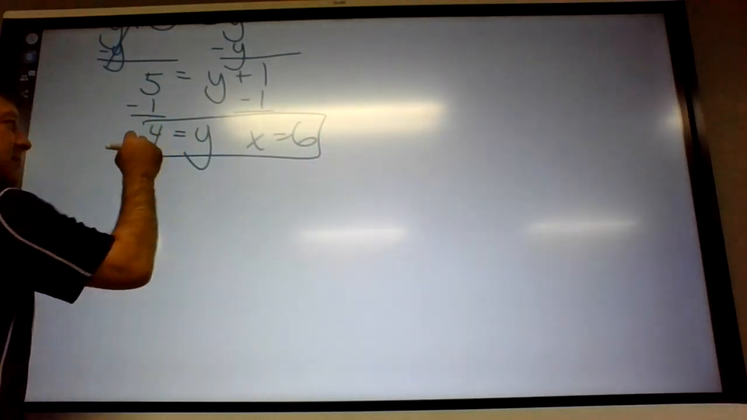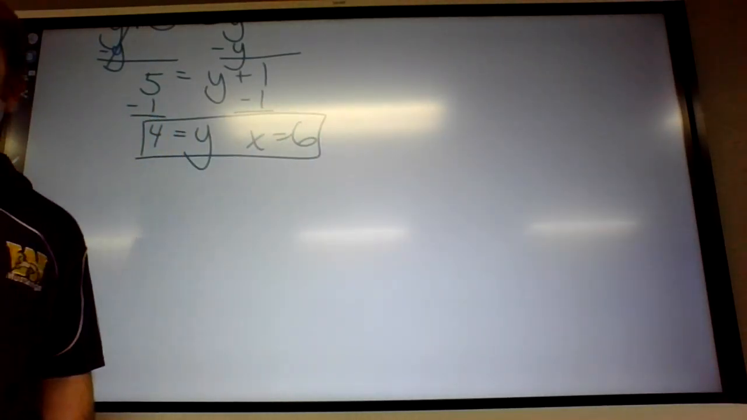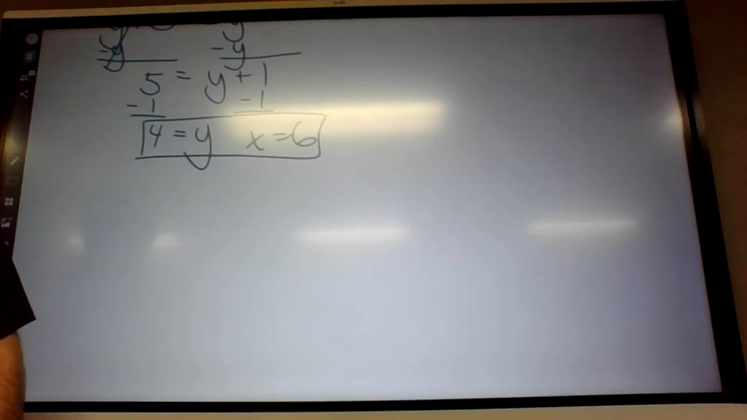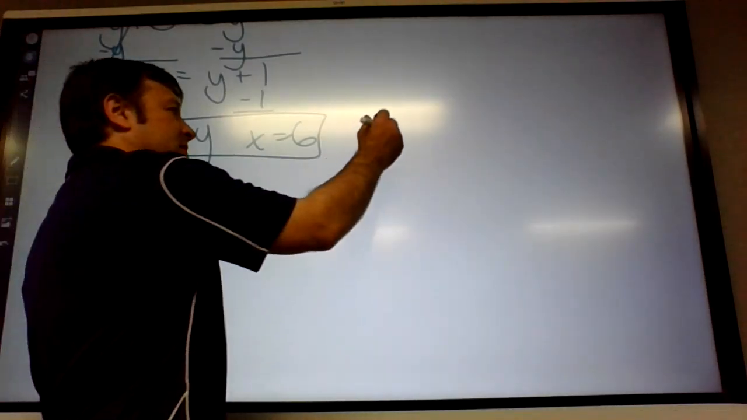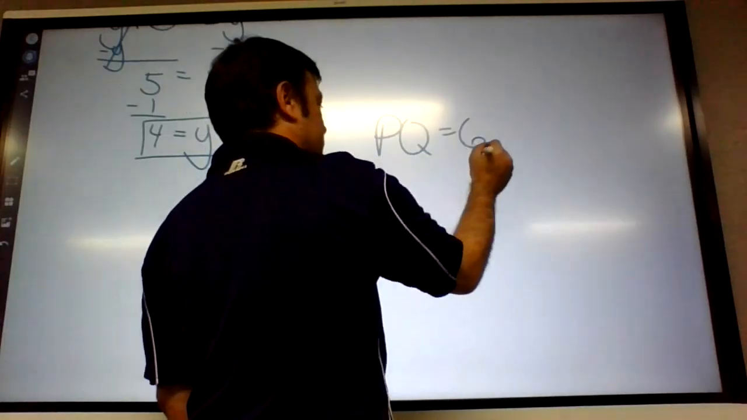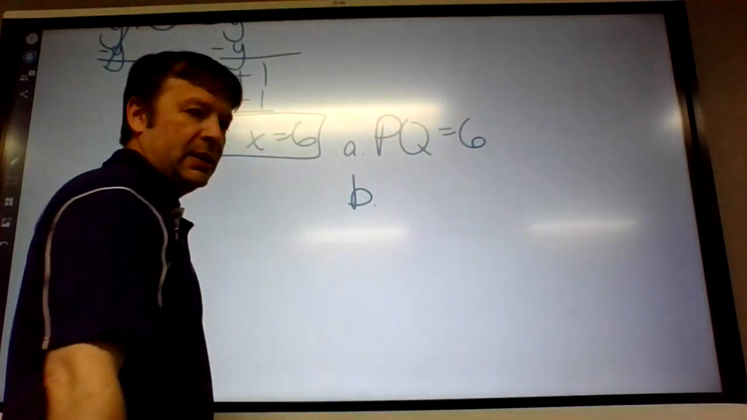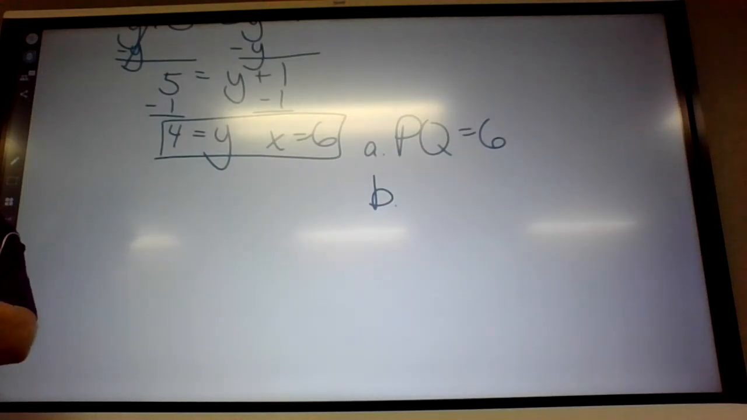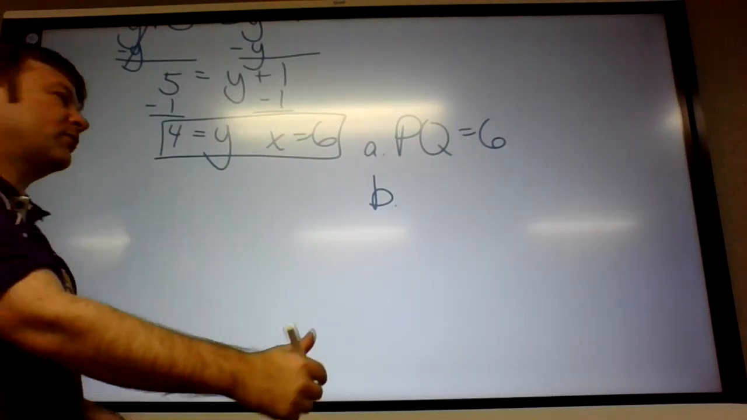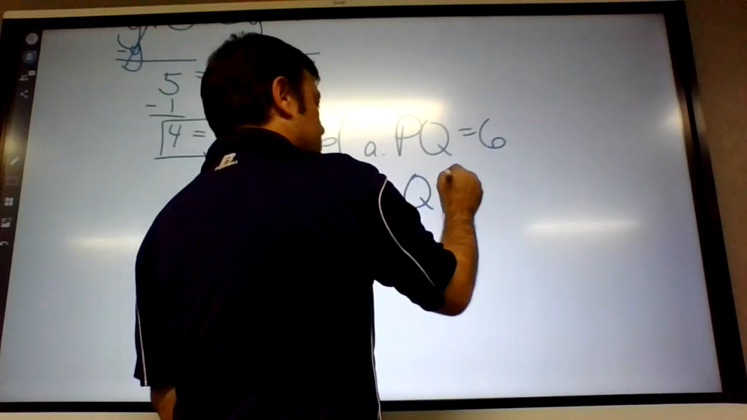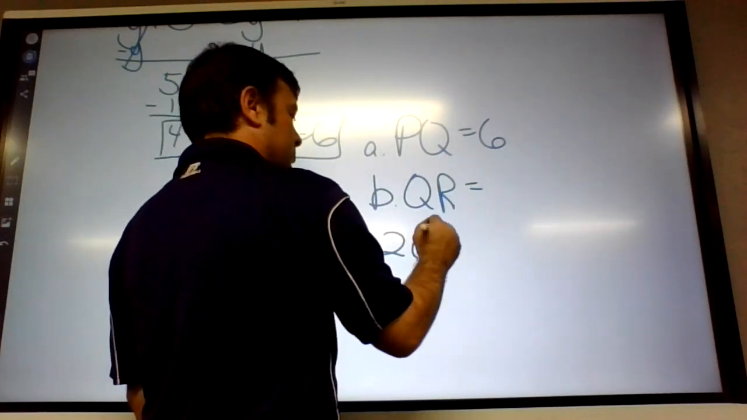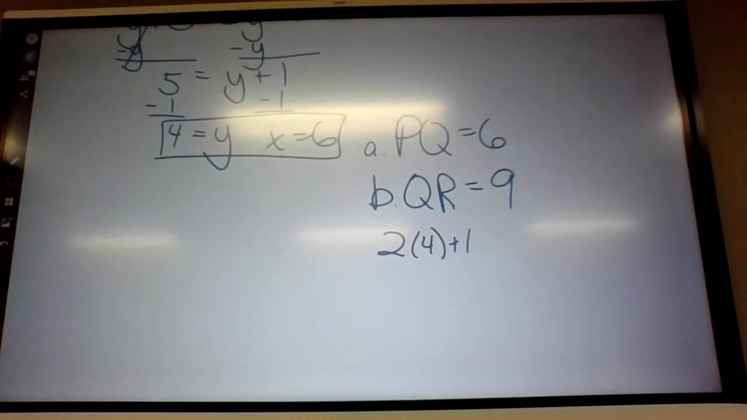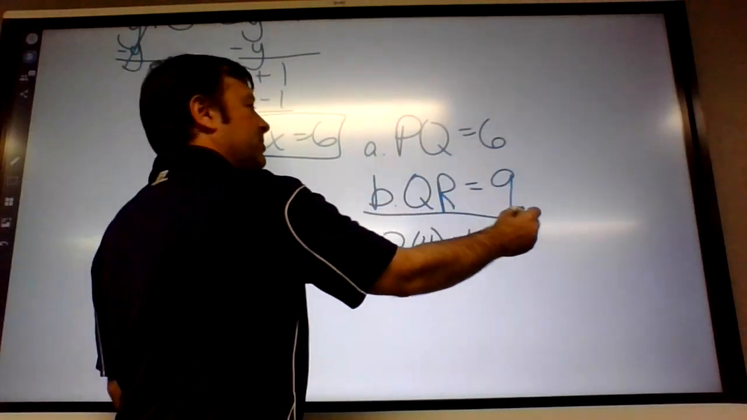Okay, are these the answers? No. Because what they're asking for is PQ, and PQ is x, and x is 6. So the answer is PQ equals 6. And then on B, it's asking for QR. 2y plus 1, so 2 times 4 plus 1 is 9. So these are the actual answers. Maybe I shouldn't circle the other ones.